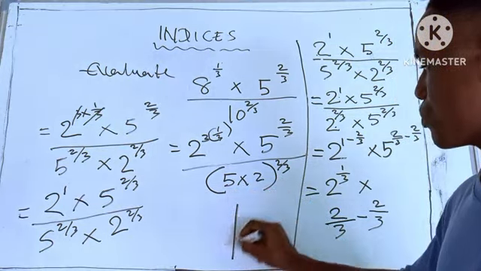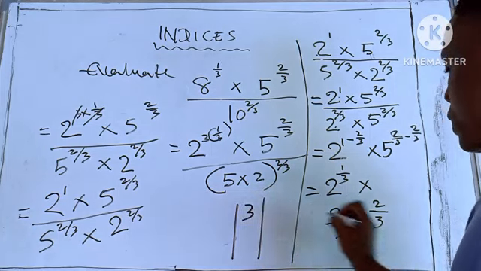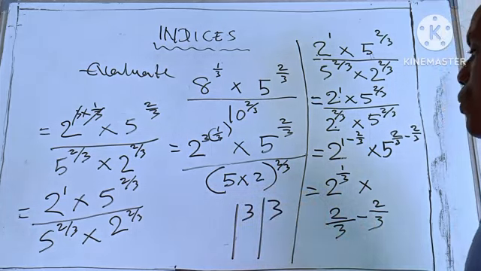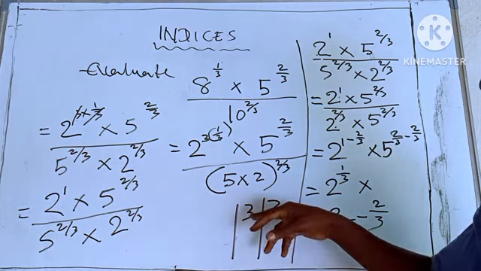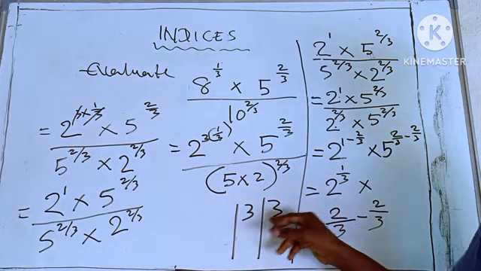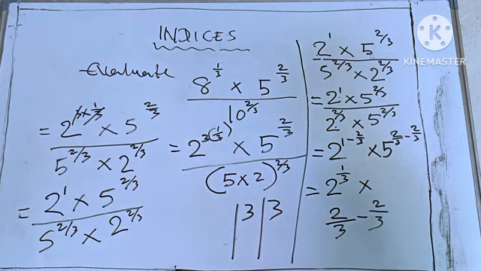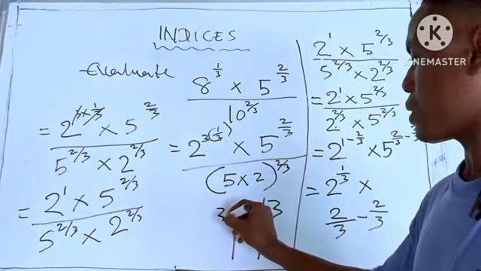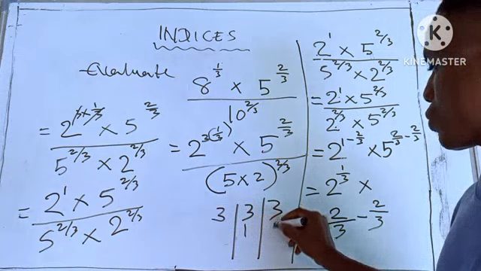To find LCM, if it's two numbers, you draw this line, put the first number here, the second number here. Then you think of the smallest number that can divide both numbers. What number can 2 go? 2 cannot go, but 3 can go. So since 3 can go, write 3 here. Okay, so 3 divided by 3 is 1. 3 divided by 3 is 1.